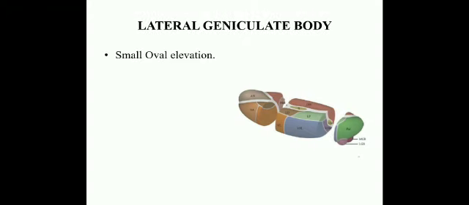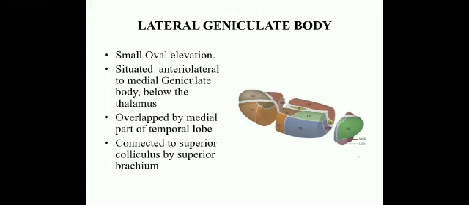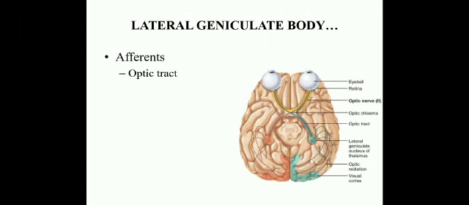The lateral geniculate body is a small oval elevation situated anterolateral to the medial geniculate body below the thalamus. It is overlapped by the medial part of the temporal lobe and is connected to the superior colliculus by the superior brachium. Structurally, it has 6 layers, 1 to 6. Layers 1, 4 and 6, which are pink in color, receive the contralateral optic fibers, and layers 2, 3 and 5, depicted in blue color, receive the ipsilateral optic fibers, that is, the same-side fibers. The afferents are from the optic tract, and the efferents give rise to optic radiations going to the visual area of the cortex.